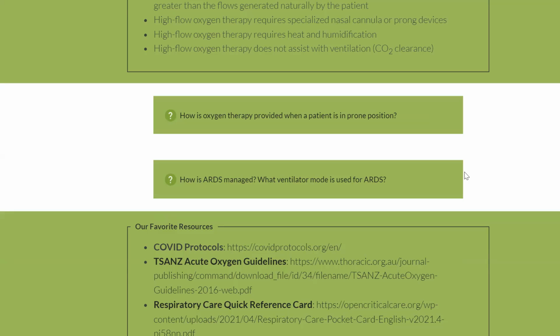For patients who are alert and are able to prone, you should be able to give them instructions and help them to know how to prone. But in general, all oxygen therapy methods can be used in prone positions.